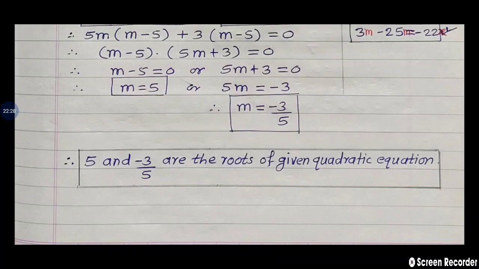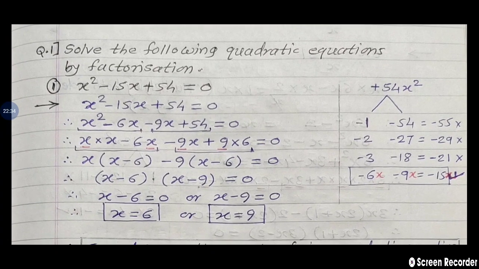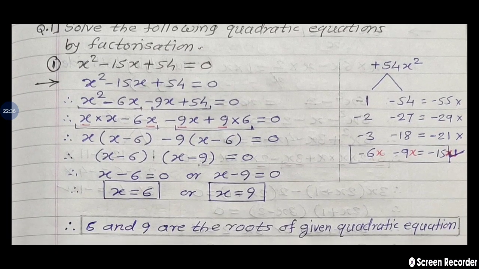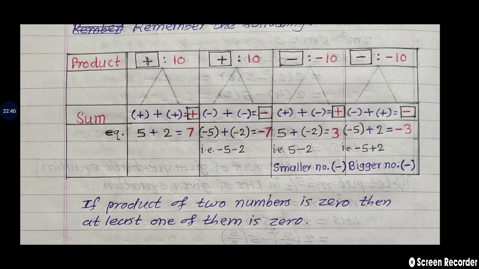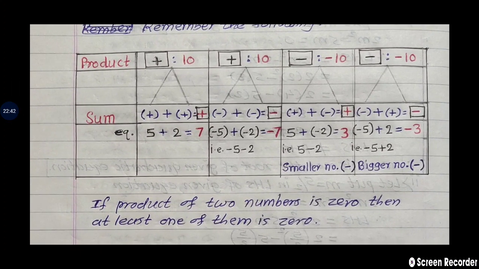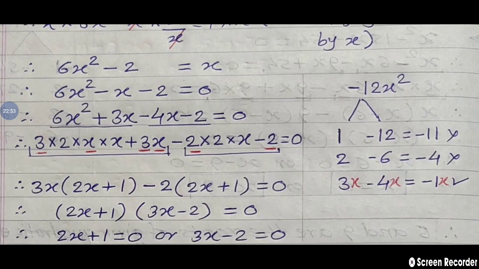In this way, be careful and try to factorize the given quadratic equation as per the basic rule. What are the rules? So this table is very important. You take the simple numbers and try to find out the answers as per these rules. Next, we are solving a few more examples.